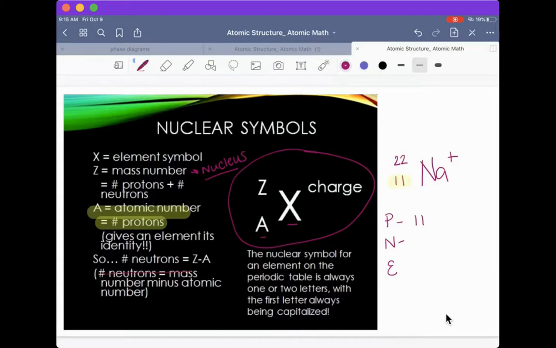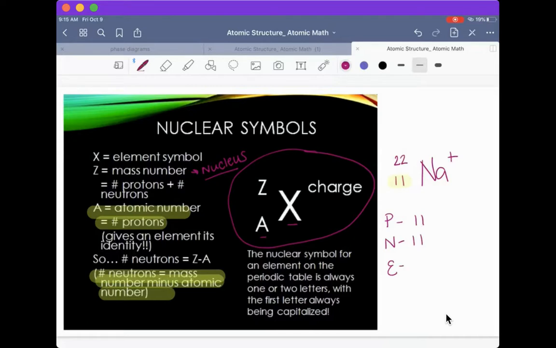So this tells me right here. To get that, I just take the mass number and subtract the atomic number, and that will always give you the number of neutrons found in that particular atom. So 22 minus 11, I have 11 neutrons.